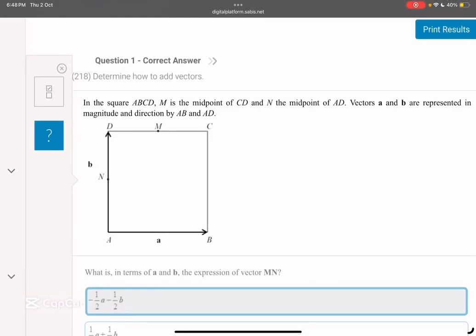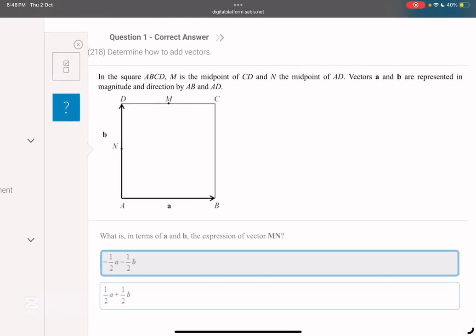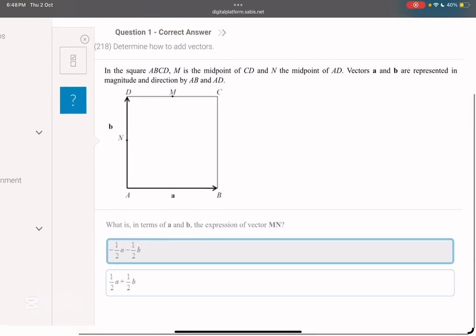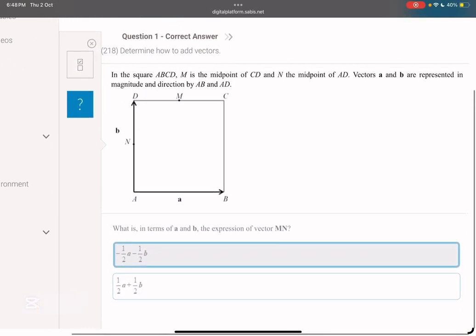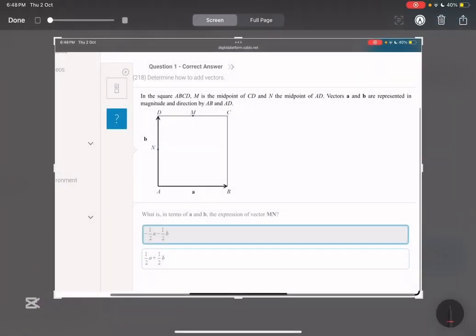Hi guys, this is mechanics for the periodic on week 7. So this is the first quiz. It's vectors 1.1 to 1.5. Okay, so this is question 1. It's very simple, you just need to focus.